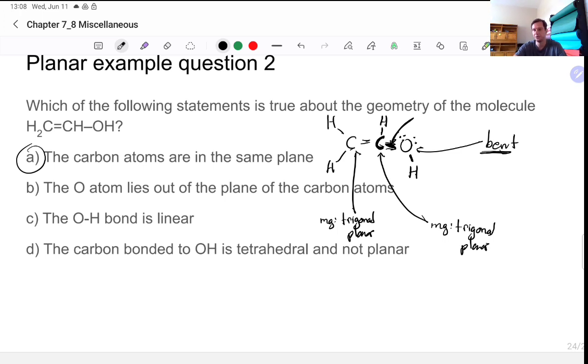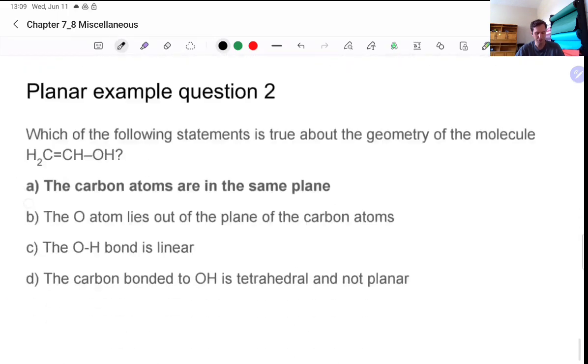Okay, that might make more sense if we were to draw the structure, but basically the carbon and the oxygen will all fit on this plane, but then that hydrogen is going to be bent. So it might be below the plane or above the plane, something like that. So it's not B. The OH bond is linear. No, it's bent. And then the carbon bonded to OH is tetrahedral and not planar. No, that's trigonal planar. So that's not true. So the only correct answer here is A for this one.